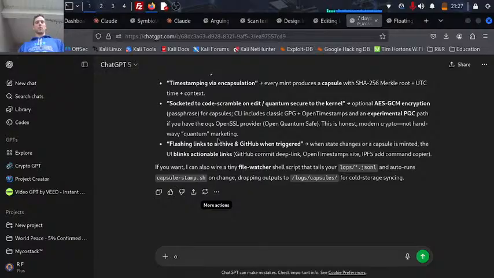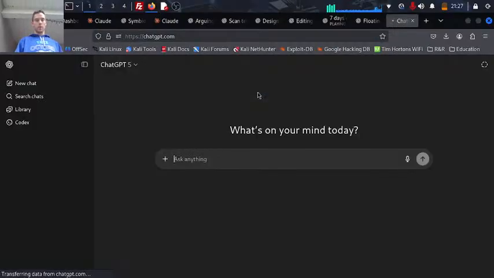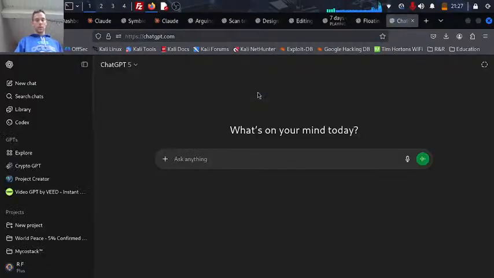Flashing links to archive and GitHub when triggered. When state changes or a capsule is minted, the UI blinks actionable links: GitHub commit deep link, OpenTimestamps site, IPFS add command copier. If you want, I can also wire a tiny file watcher shell script that tails your logs/data and auto-runs capsule-stamp.sh on change, dropping outputs to /logs/capsule/ for cold storage syncing.